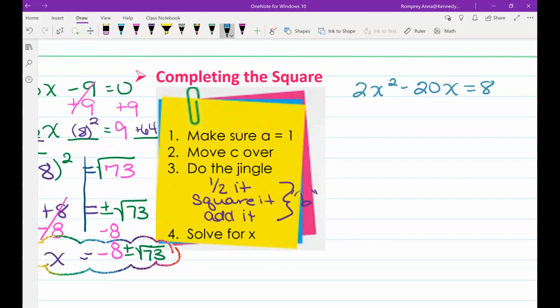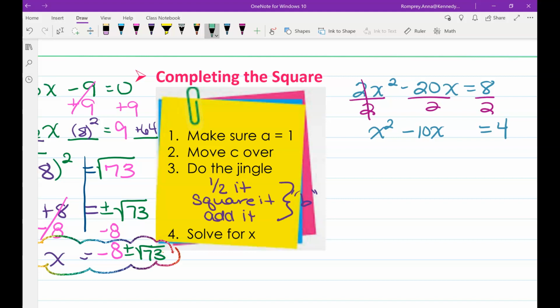So first, make sure a equals 1. So does a equal 1? Nope, a is 2. So how can I cancel out this 2? Well, 2 times x squared. So we're going to divide everything by 2. So x squared minus 10x equals 4. I did strategically leave a break in there. I'm going to explain why in a second. Because what's step 2? Move c over. Well, our c term, our constant, is already on the other side, so that step's already done for us.